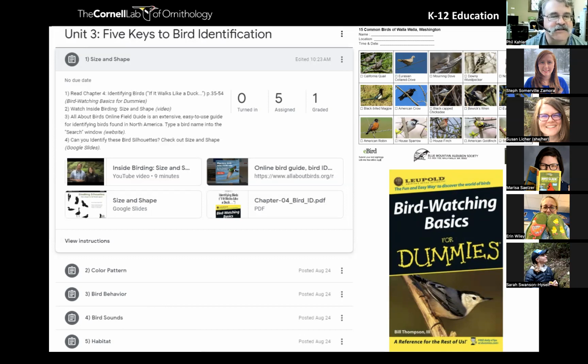Then we look at the size and shape silhouettes. And then, of course, there's color pattern, bird behavior. Bird sounds gets into the, I think, the Bird Song Hero on the web page there, and then habitat. And so this is all pretty cool stuff. I put together kind of a cheat sheet of 15 common birds that my students should be able to find any time of the year in Walla Walla. And so I give that to the students to get them started. Next slide.